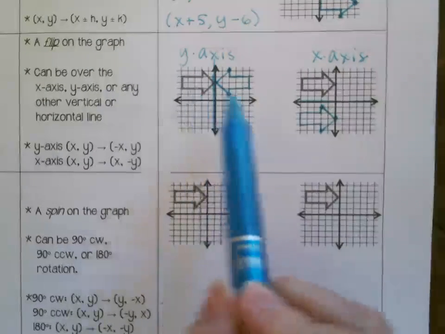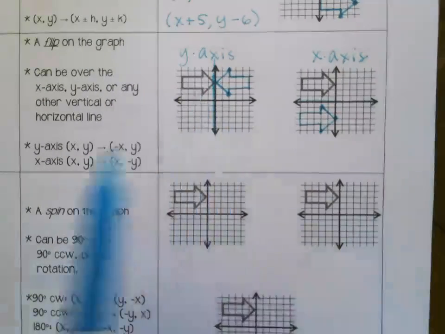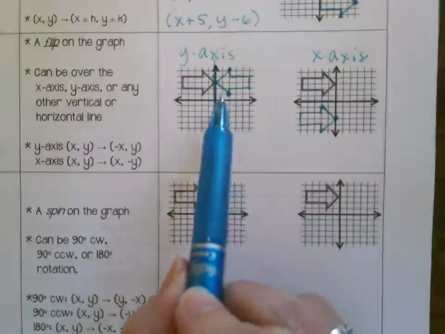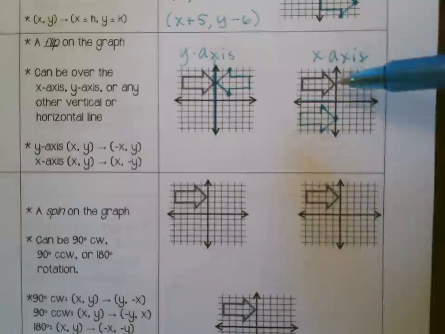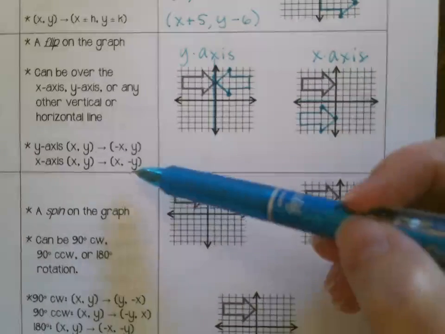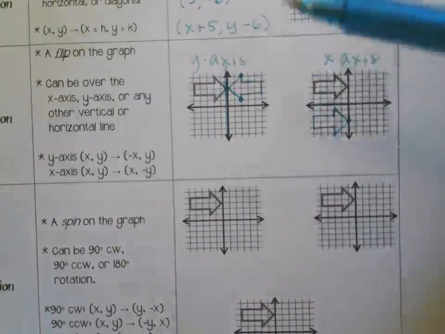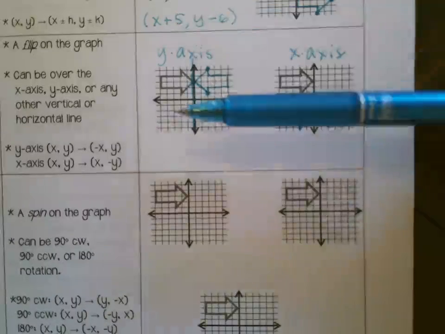So what happens when we reflect over the y-axis is the sign of the x changes, because instead of going left, we go right. And when we reflect over the x-axis, the sign of the y value changes because, whoops, instead of going up, we're going to go down.